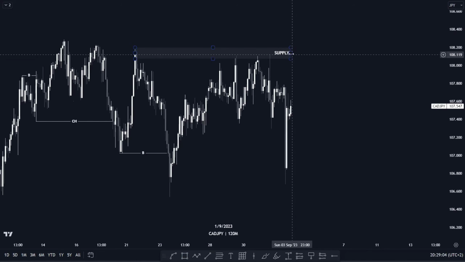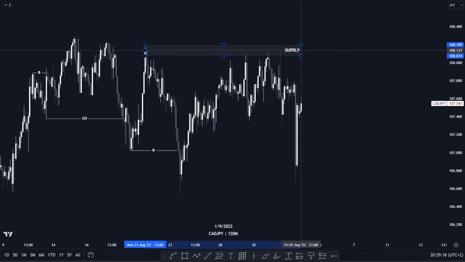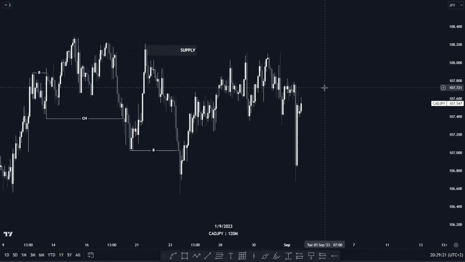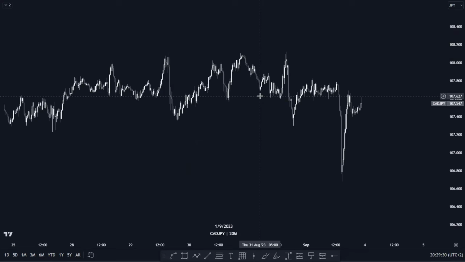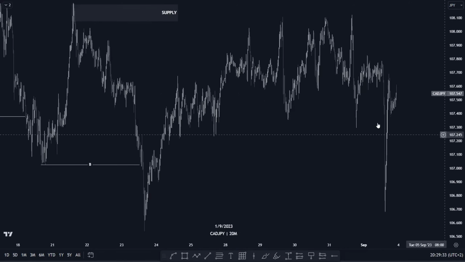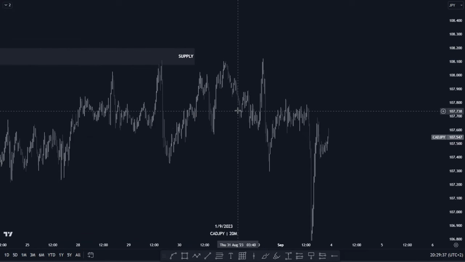So now, price tapped us in and pushed to the downside. Now you can look for further confirmation entries within your supply area. Let me just push this to the left side and go to our maybe 20-minute chart, and look for our confirmation entries. Now, as you can see, price tapped us in here.